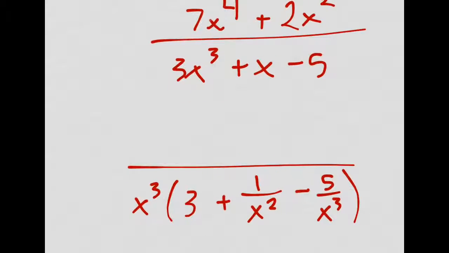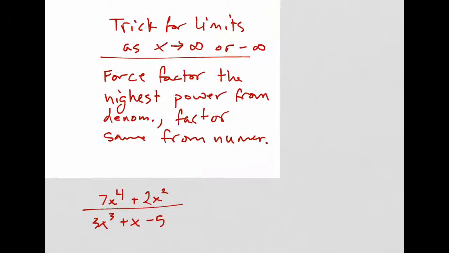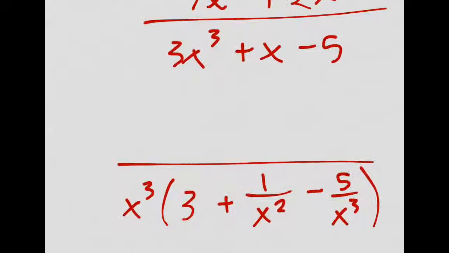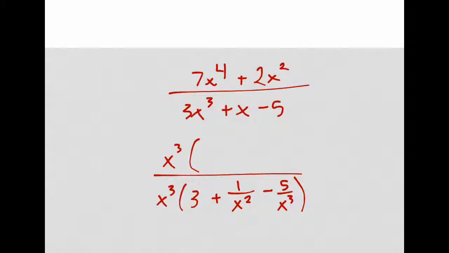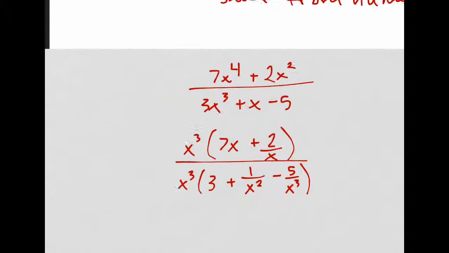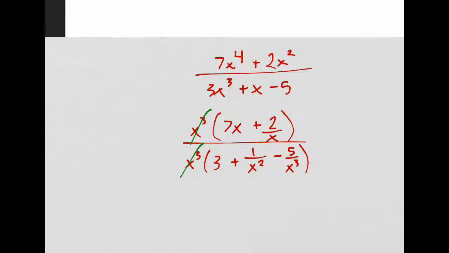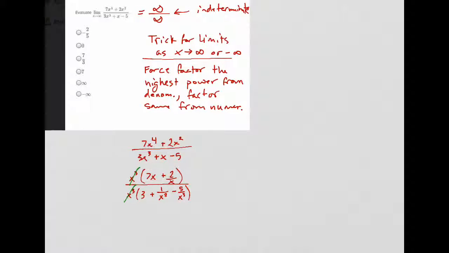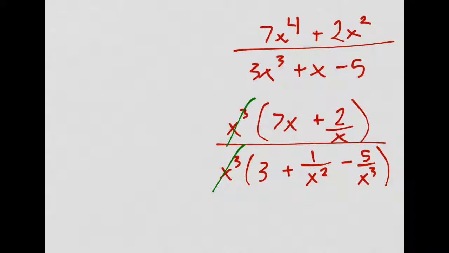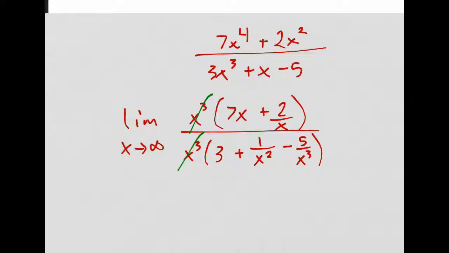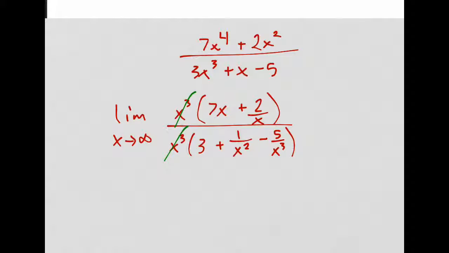Now I factor out the same in the top. That's what the thing was saying. Force factor the highest power from the denominator, factor the same from the numerator. So I'll factor out an x cubed, and then that'll just leave you with 7x plus 2 over x. So now those cancel, and then I'm going to try and evaluate my limit once again. So this will be the limit as x approaches infinity.